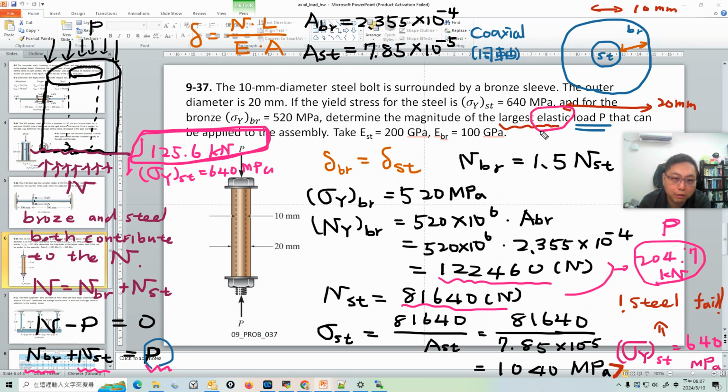That means when I apply this largest load, I still keep the material in the elastic region, because I don't want my material to fail when I apply this load. This is the so-called largest elastic load. If I apply the other loading, the steel fails; it's not elastic. So the final answer is 125.6 kilonewton.